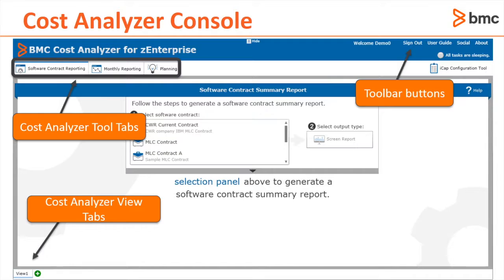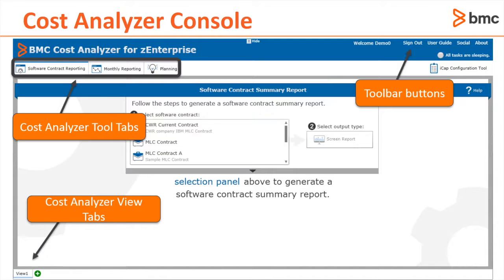In the upper left-hand corner are the tool tabs. Software Contract Reporting tab, which is the summary report based on budgeted, actual, and projected costs. Monthly Reporting tab, an individual month summary of costs and workloads. And the Planning tab, which is used to create and evaluate cost optimization plans.